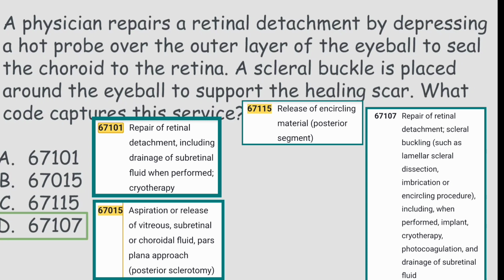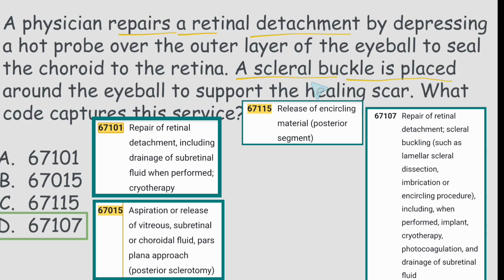The right answer is option D 67107, because that is for repair of retinal detachment, scleral buckling. In this scenario, you can see the physician repairs a retinal detachment, a scleral buckle is placed. So the right code will be option D 67107. We'll eliminate option A 67101 because that is for repair of retinal detachment including drainage of subretinal fluid when performed cryotherapy. But the code 67101 does not include scleral buckling.